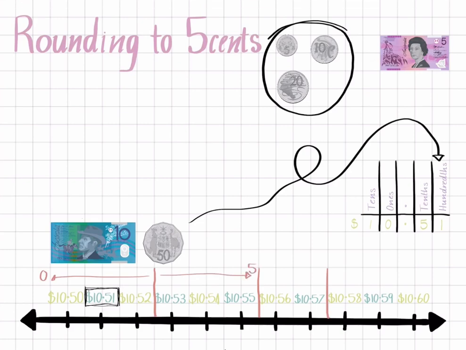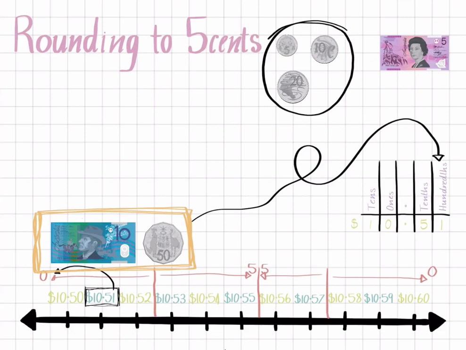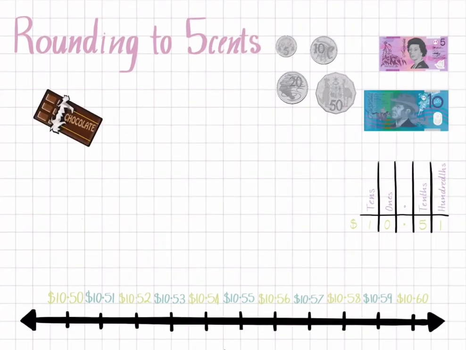So the 3, 4 or 5 has to be in the hundredths column. If there is a 6 or a 7, we use the same rule. So a 6 or a 7 in the hundredths column, we round down to the 5. And then if there is an 8 or a 9 in the hundredths column, we round up to the 0. So for our $10.51, we have a 1 in the hundredths column, which means we need to round down to the 0 and get $10.50.